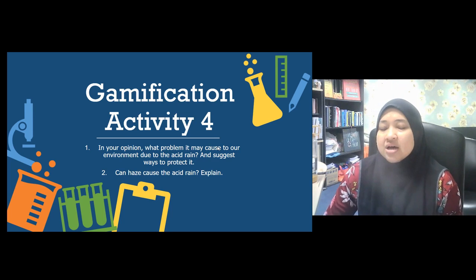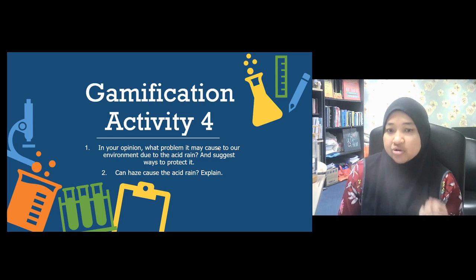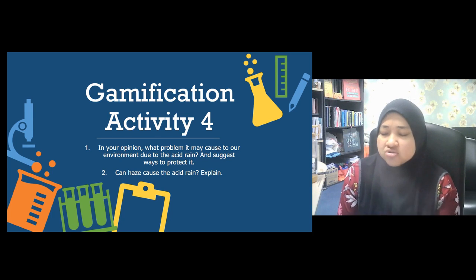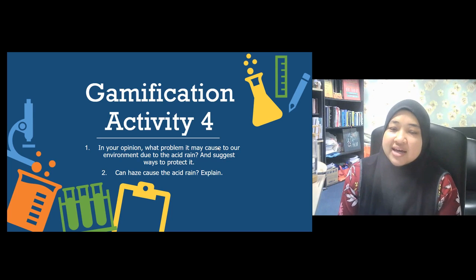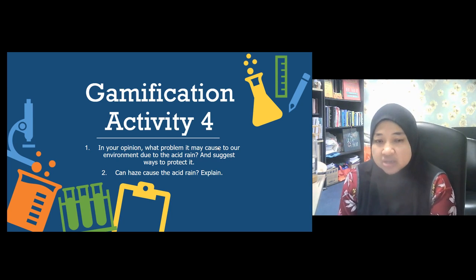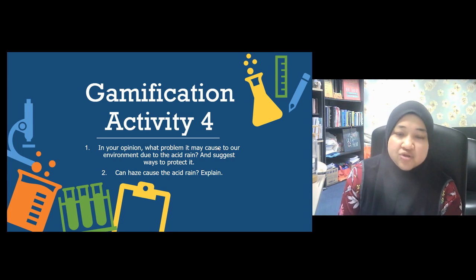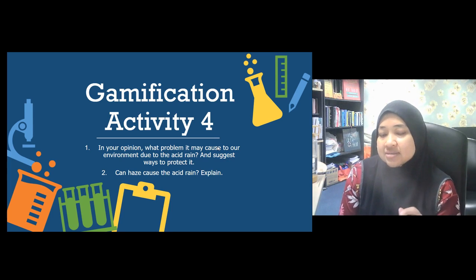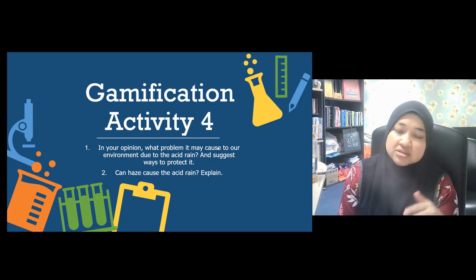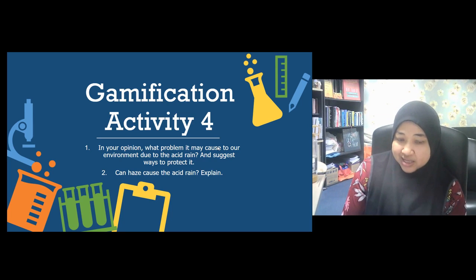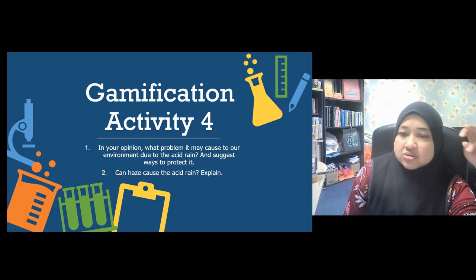Second one, we are lucky this year we don't have haze, which used to occur almost every year. Haze usually occurs during August and September. I want you to think, and not only think, you need to find information based on your reading on the internet, or if you have a reference book, you can access it, because now we have a lot of e-books for references. You can find out about haze. So the second question here is, can haze cause acid rain? If your answer is yes, you need to explain how. If your answer is no, you also need to explain why. Okay, so that is two questions.